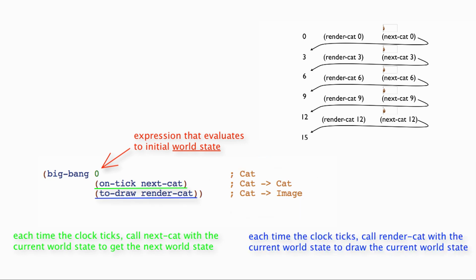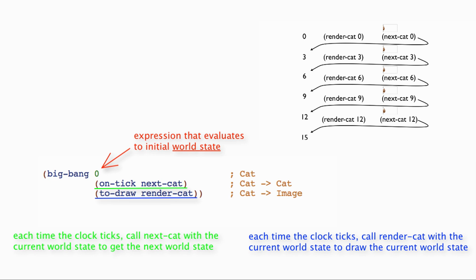The second option to Big Bang in this case is called toDraw. And you should read this use of toDraw as saying that what Big Bang is going to do is on each clock tick, it's going to call renderCat, passing renderCat as its first argument the current world state, in other words, a cat, and renderCat will produce an image, and Big Bang will display that image. And I've made a note here off to the side that the signature of renderCat is that it consumes cat and produces image.